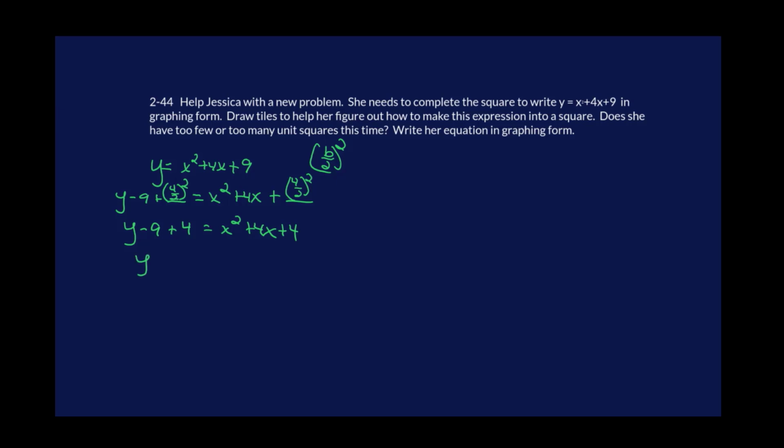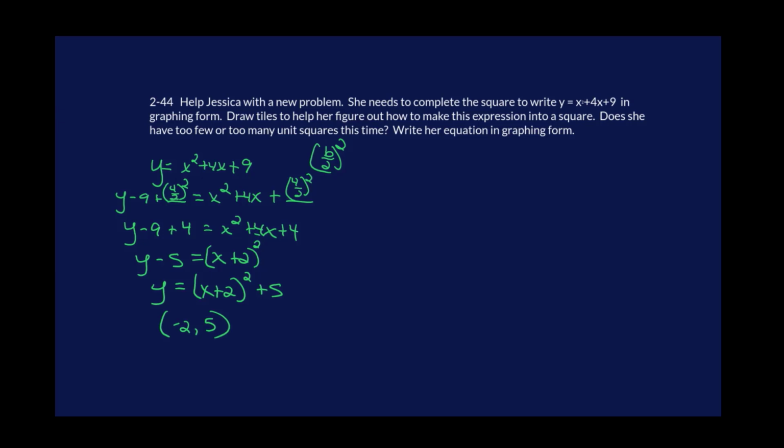So this one we go y minus 5, and then we factor this to x plus 2 squared, because remember it's just dividing that b term in half. Then we're going to move over the 5, and we'll have it in graphing form. So our vertex is at -2, 5.